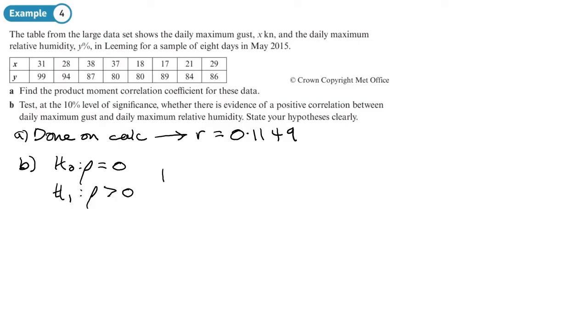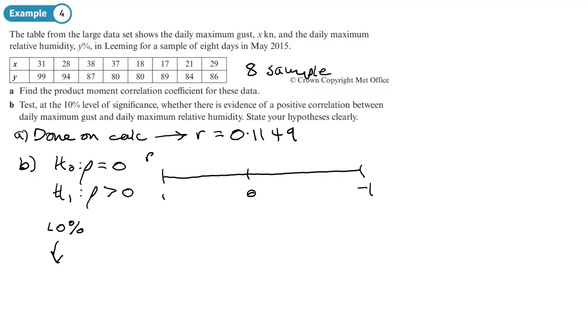Right, so what I'm going to do now is draw my number line to help me out. My number line of R, 1, 0, -1. And I'll look up, this is a one-tail test, so it's 10%. I'm going to look up in the table in the 10% column, and I have 1, 2, 3, 4, 5, 6, 7, 8. So 8 is my sample size. I've got 8 pairs of numbers. So I'd look in the 8 row there and look up the critical value. And if I look up that critical value, it's 0.5067. So I'm going to put that on my number line, 0.5067.